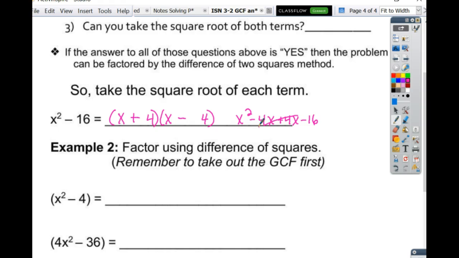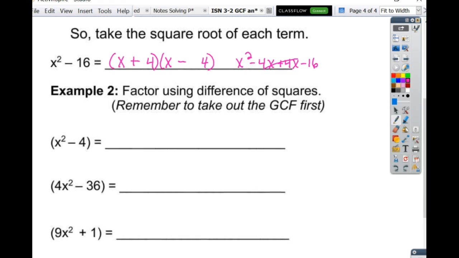So x squared minus 4. Is there a minus between it? Yes. So the square root of x squared is x. The square root of 4 is 2, and you put a plus and a minus between it.